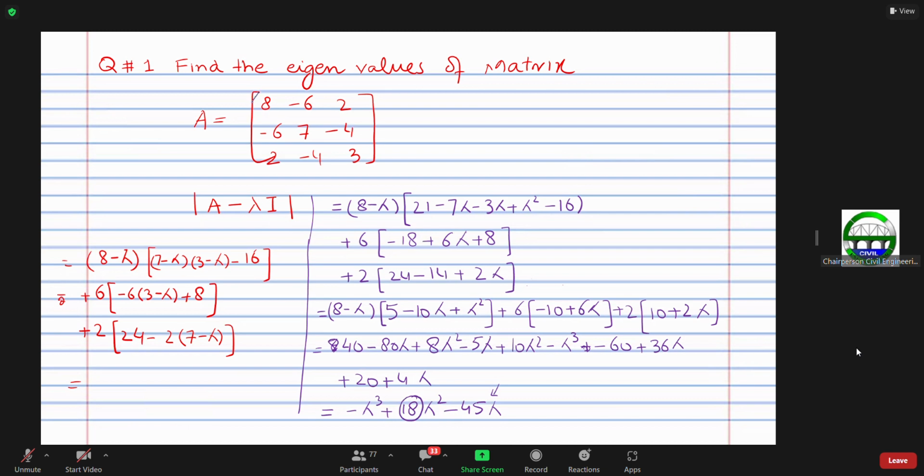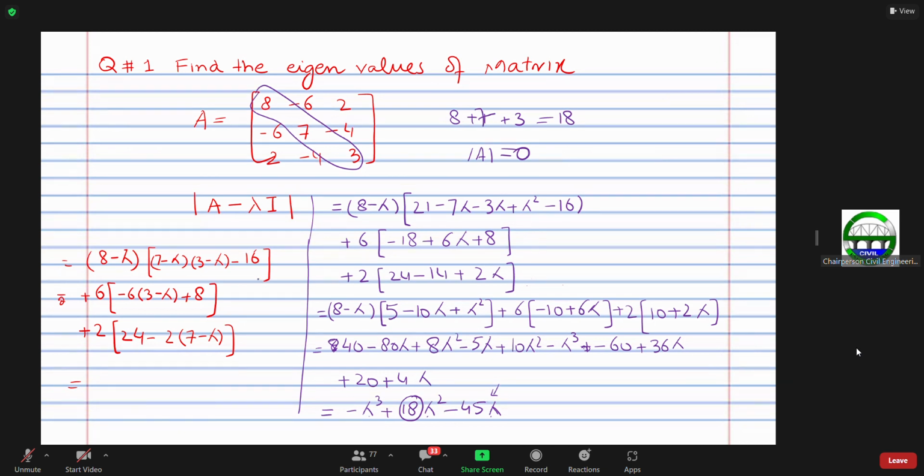It should be equal to the sum of the diagonal: 8 plus 7 plus 3. It is equal to 18, right? So it should be equal to this one. And the other thing is there is no constant coefficient, right? So there is lambda, lambda, lambda. So the determinant of A will be equal to 0. If you take the determinant of this matrix, it will be equal to 0.